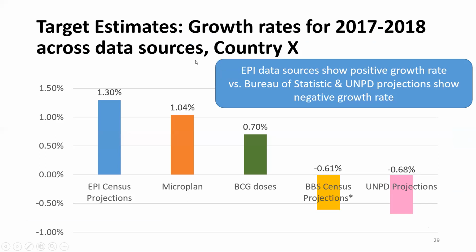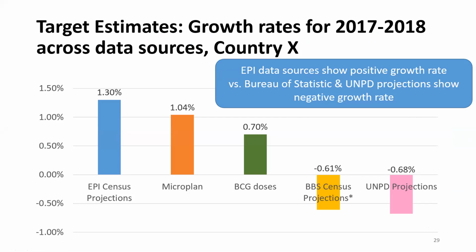Perfect, thank you. Okay, so this first example is for target estimates, and these are growth rates for 2017 to 2018 across data sources in country X. On the left, we're seeing three EPI data sources: EPI census projections, microplan, and also BCG doses. For all three of these, we can see that they have a positive growth rate. This does vary from 1.30% down to 0.70%, but all are positive.